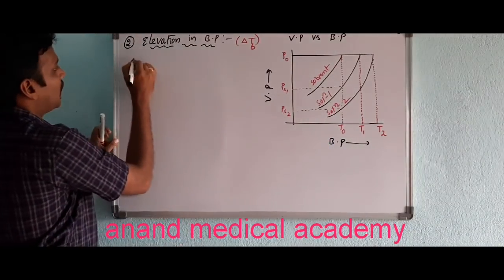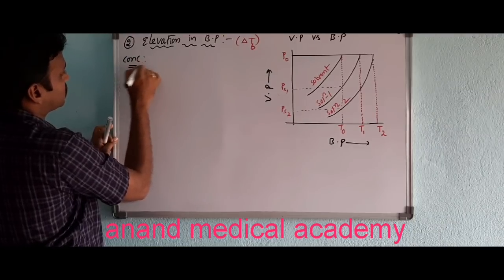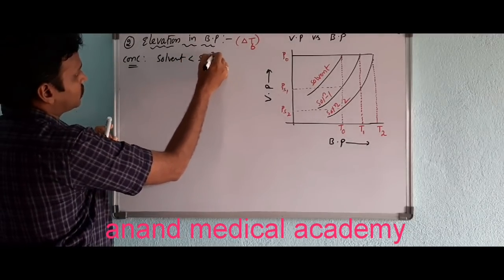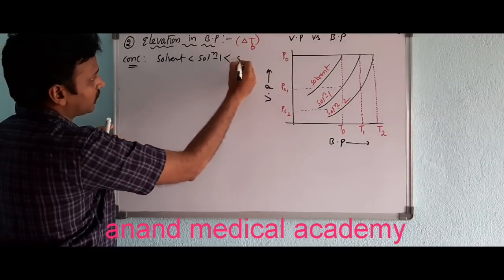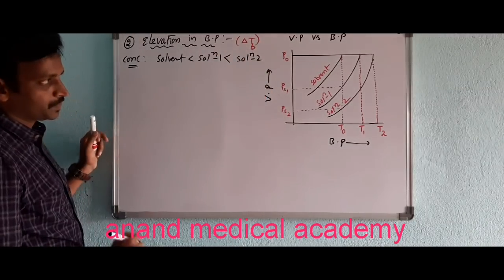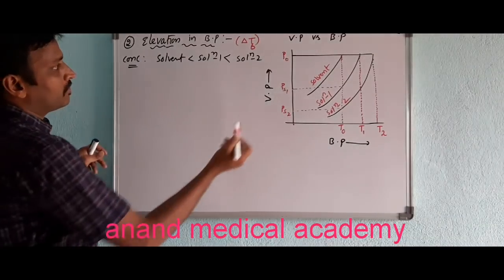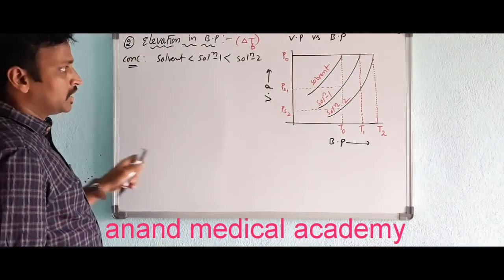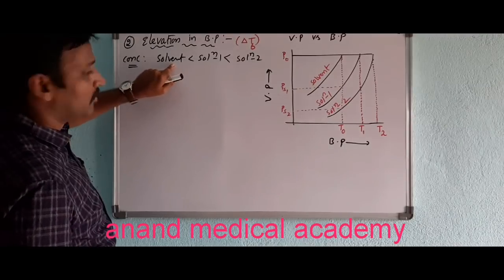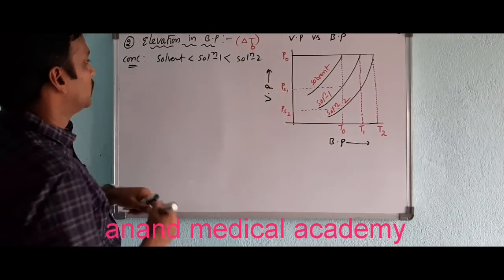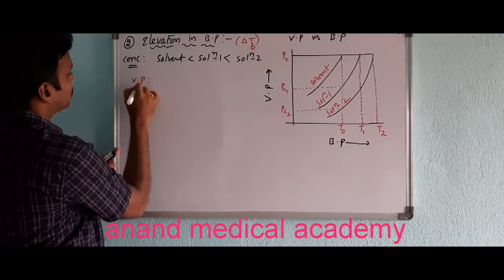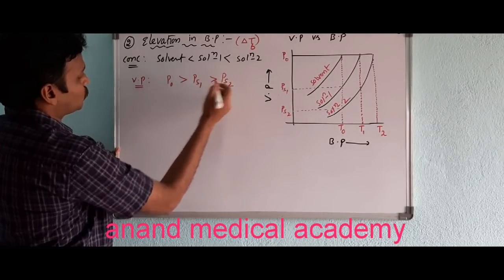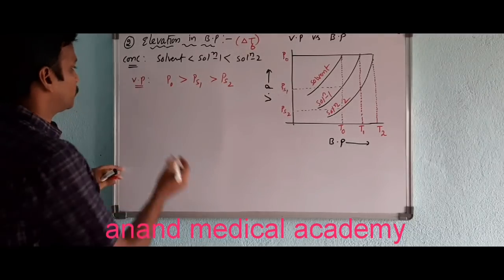It is very important. I am considering the concentrations like this: the solvent is less concentrated than solution 1, and solution 1 is less concentrated than solution 2. Got it? So I am taking a graph between vapor pressure and boiling point. The concentration of the solvent is very low, so vapor pressure is very high. Certainly the vapor pressure relation is like this: P0 is greater than PS1, which is greater than PS2. S1 means solution 1, S2 means solution 2.